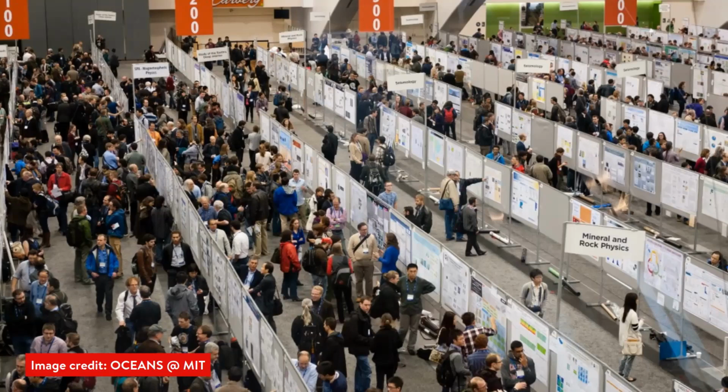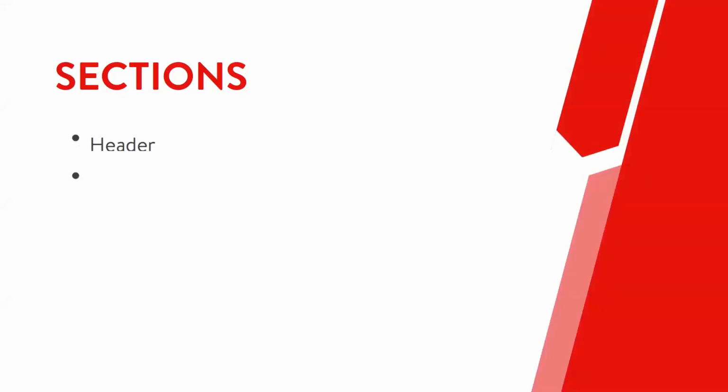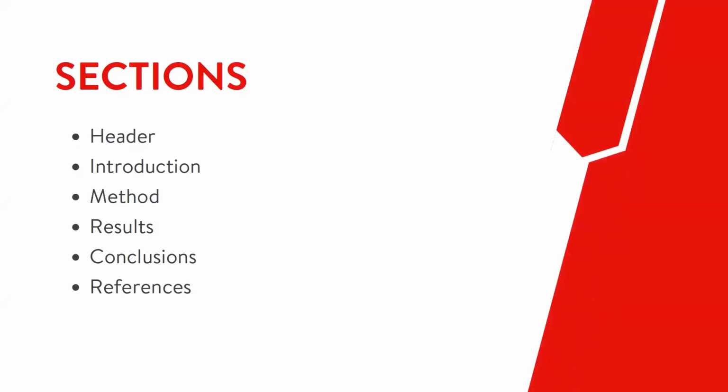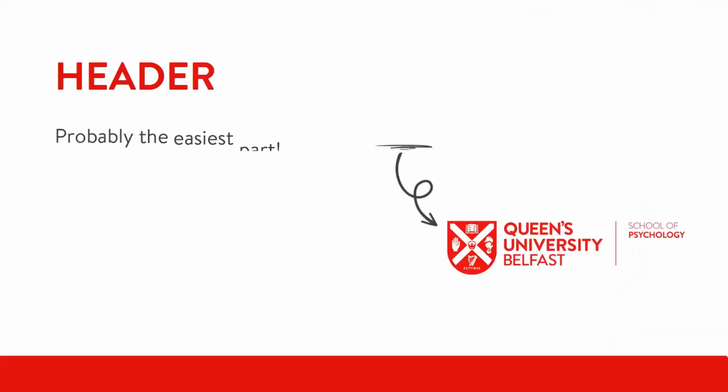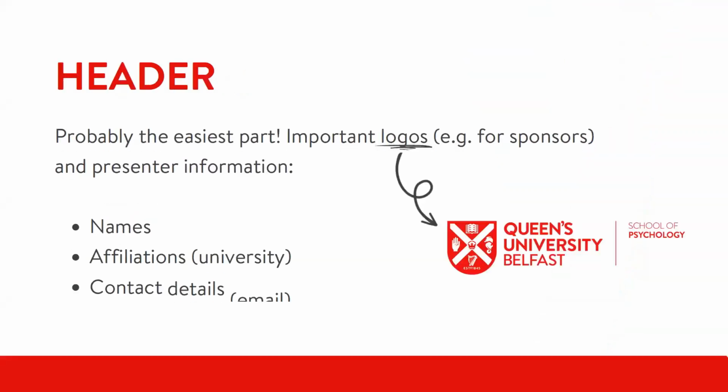So how do these posters normally work? Well, they're normally divided into standard sections, and those sections are the header, introduction, methods, results, conclusions, and references. So starting off with the header. Now, this is a section for basically promotion. You start off by promoting yourself, so your name, your affiliation, so that's normally the university you're at, and then any contact details that you might think would be helpful.